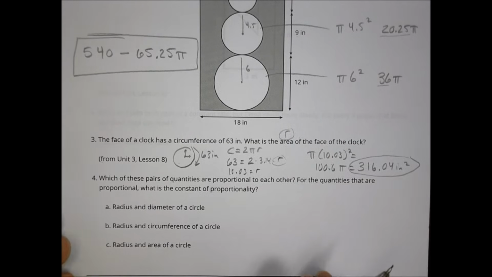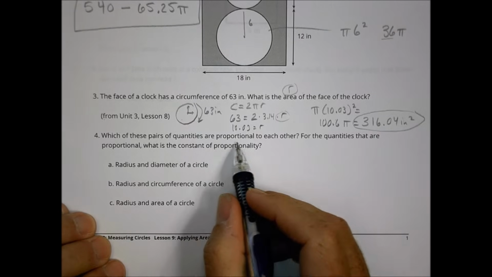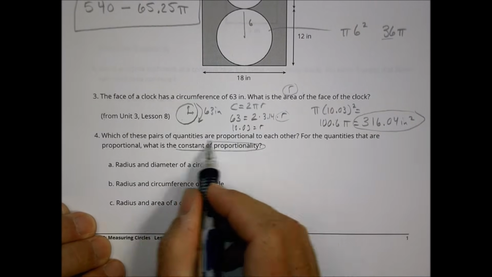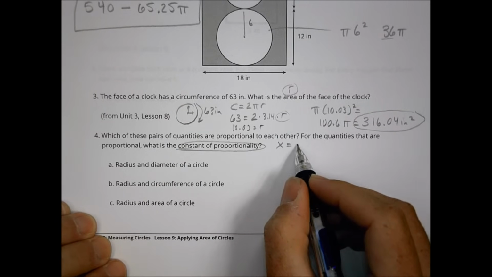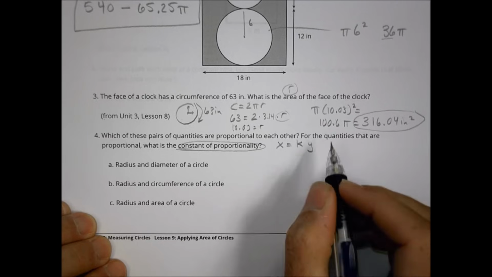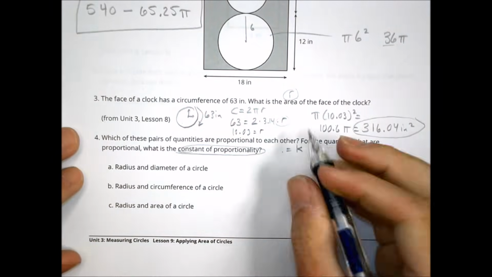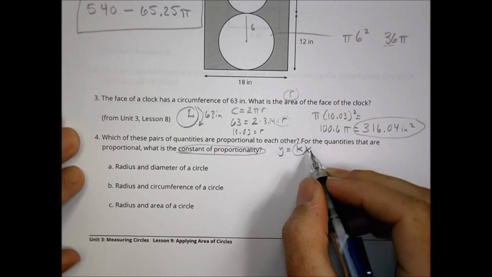Okay, number 4. Which of these pairs of quantities are proportional to each other? For the quantities that are proportional, what is the constant of proportionality? Remember, constant of proportionality means that we have y equals k times an x value. So we have a y equals k times x type of idea, where this number is going to be our constant of proportionality and there's nothing else added there.